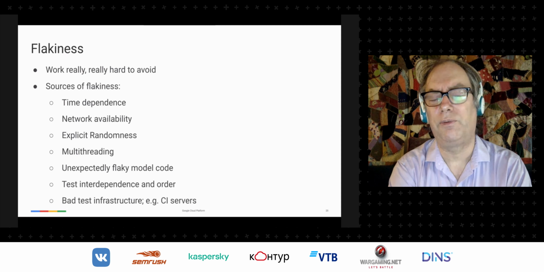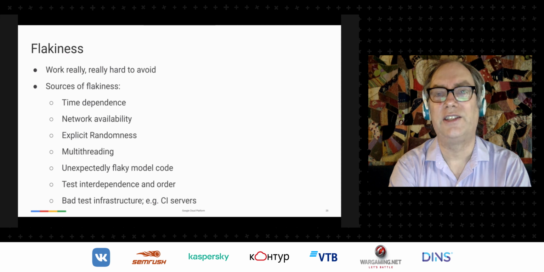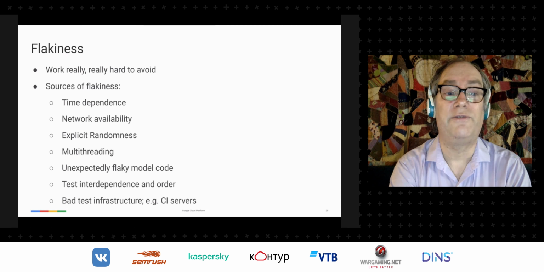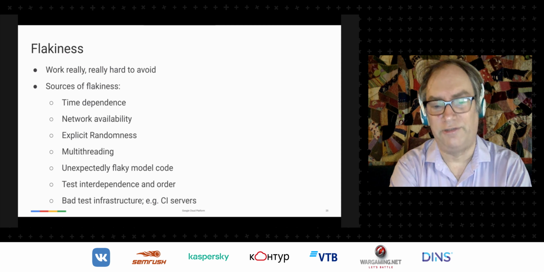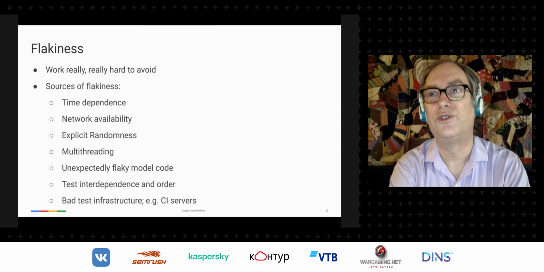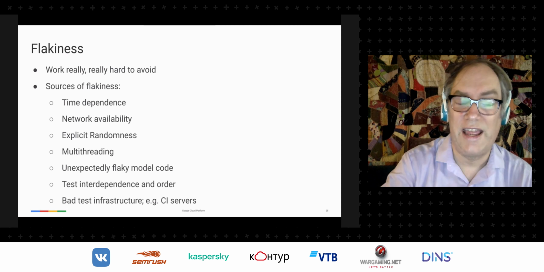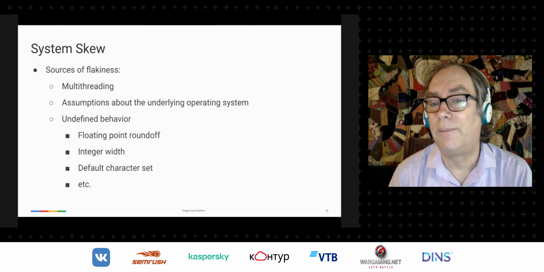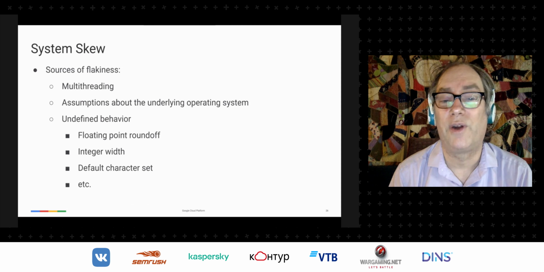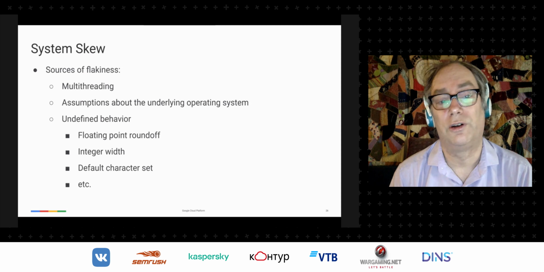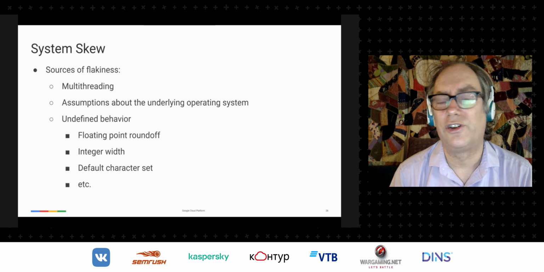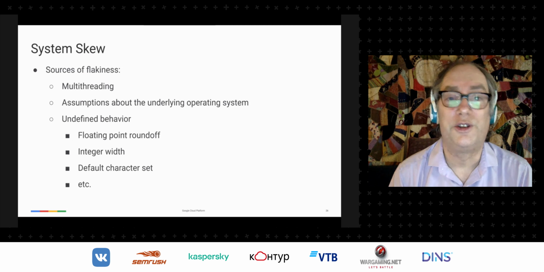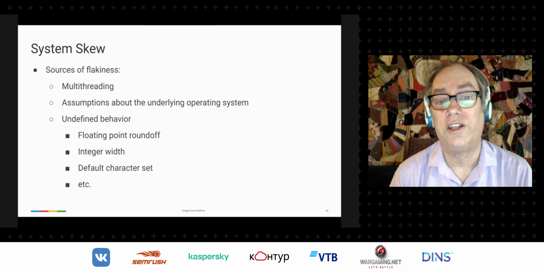Bad test infrastructure is a problem. I've been struggling with this in the Apache Maven project lately because the Jenkins servers can start failing for reasons that have nothing to do with our own code. And then you've got to file a ticket and get someone to fix them. Those are painful. So try and have solid test infrastructure. System skew, if you make assumptions about the underlying operating system, like that the line separator is a line feed, might not be true on Windows or Mac. And then there's undefined behavior, certainly in languages like C or C++, where floating point round off or integer width, or the default character set, can change from one system to the next.